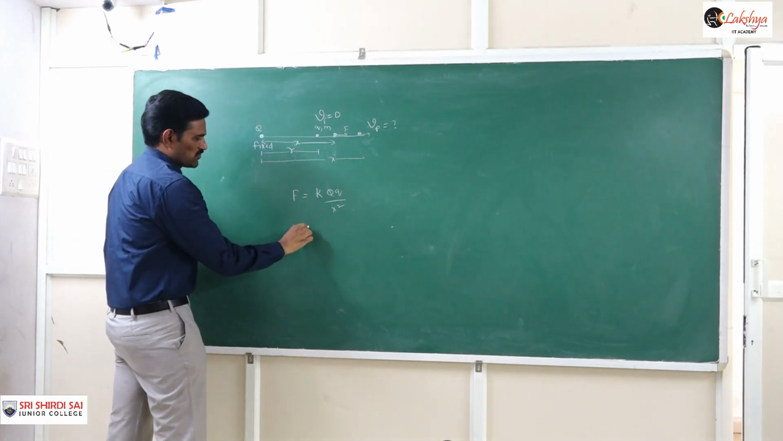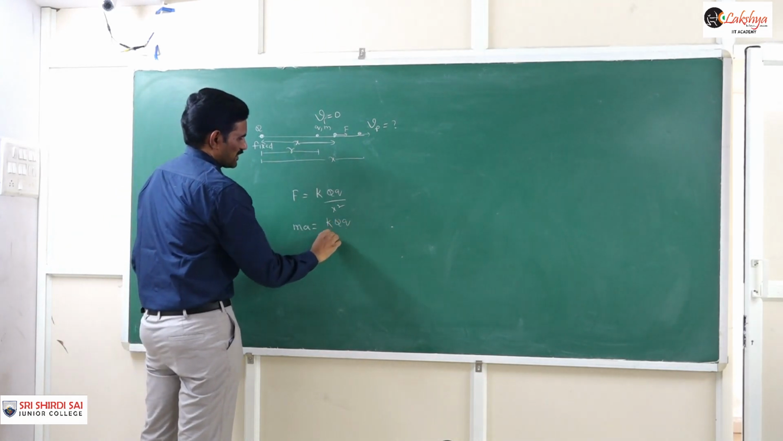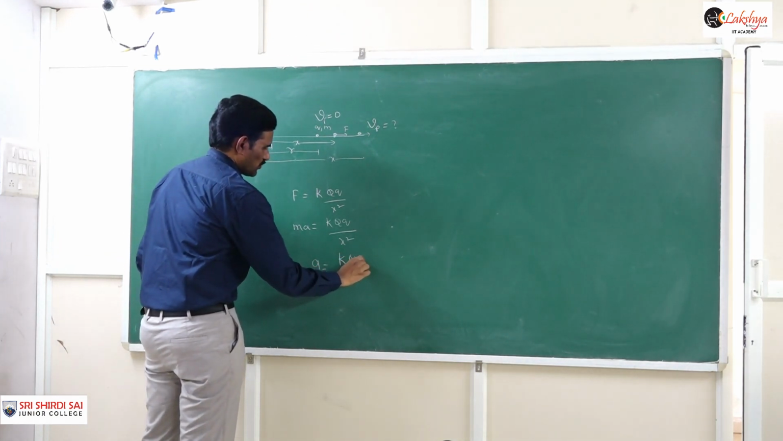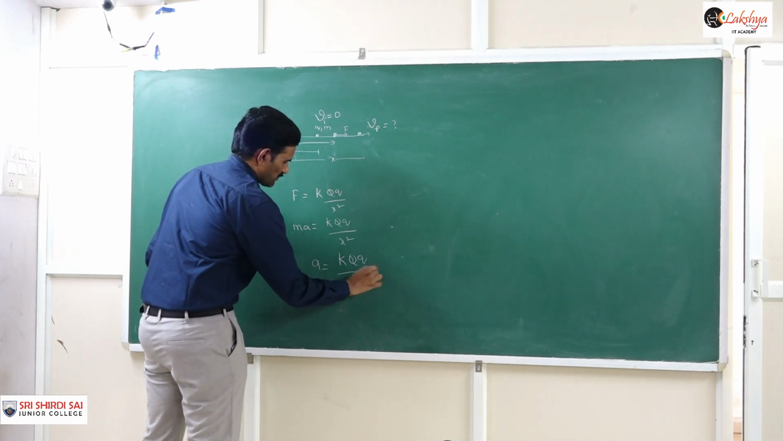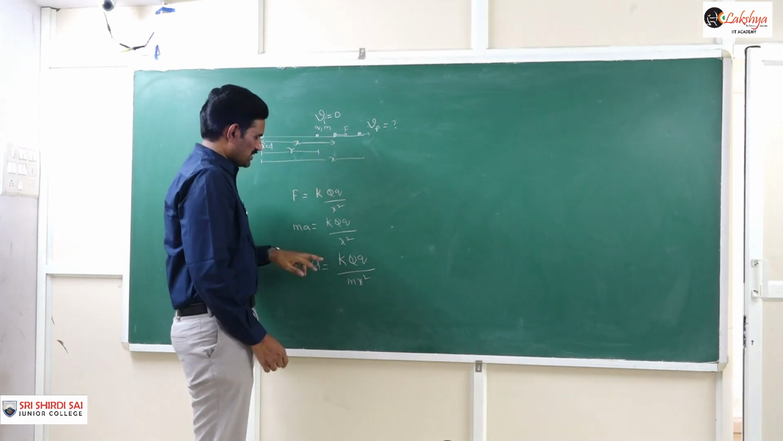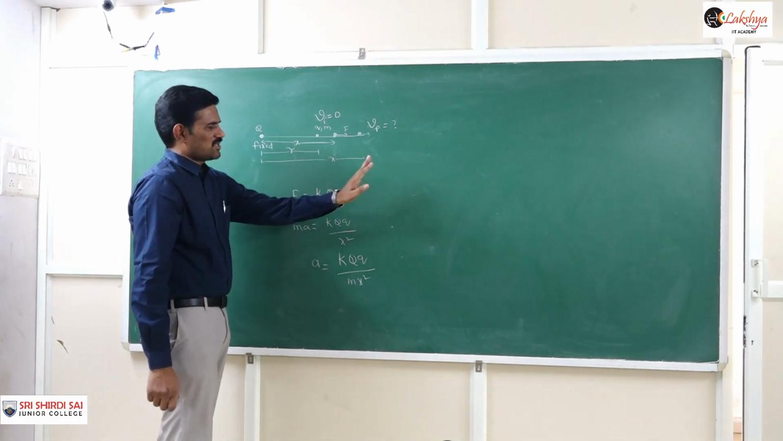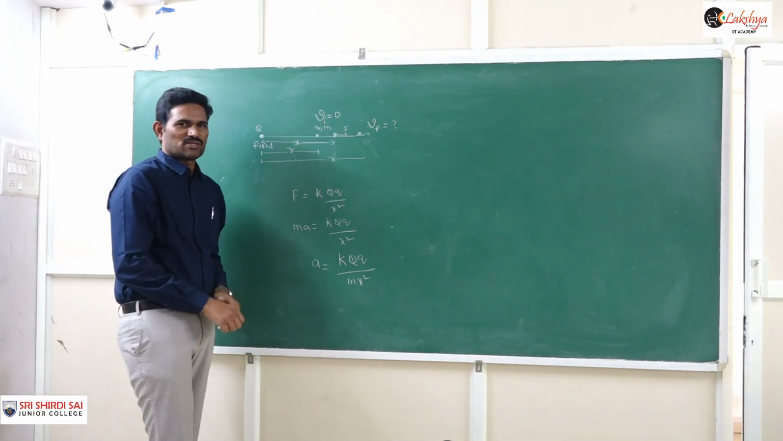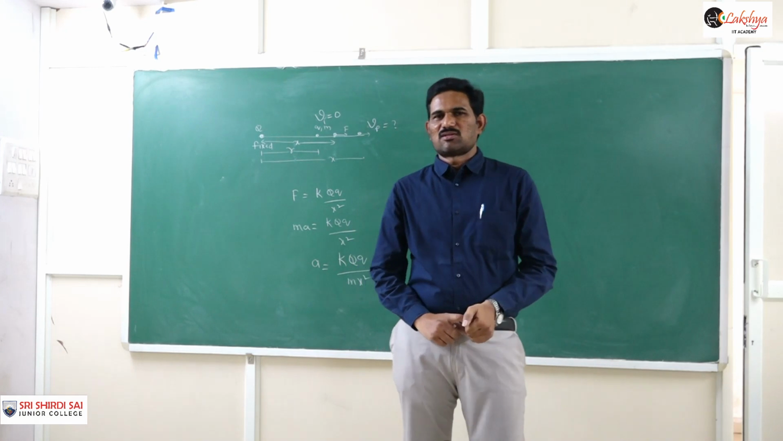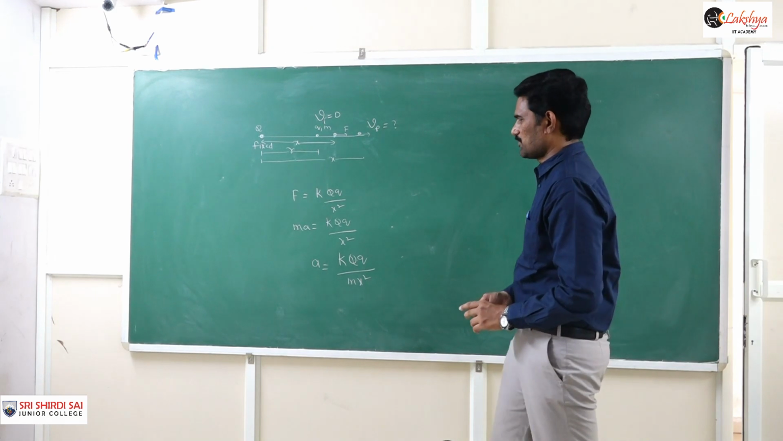And this force we can write as ma, where a is the acceleration of this particle, which is kQq by x square. Therefore, the acceleration of the particle we can write as kQq by m x square. From this you can observe that the acceleration of the particle is variable. That means it is a function of x. As the distance is changing, the force changes, and so automatically the acceleration changes. As the acceleration is not constant, we can't use the kinematic equations. We should use calculus, that means integration, to calculate the speed of the particle.